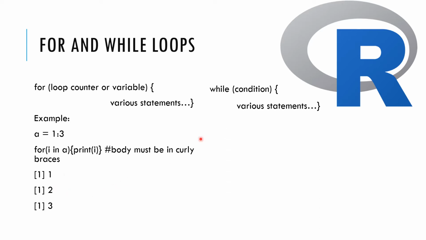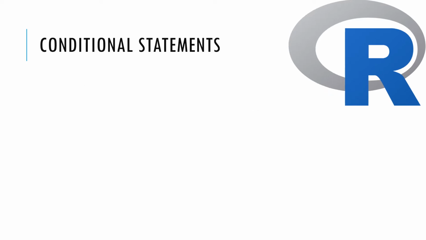Similarly for while loop we have the same code: in the bracket we put the condition, and in curly braces we put the various statements. So let's look at an example here. We have defined B, initiated B as 0. We initialize the variable here, then the condition: while B is less than 3, we keep incrementing the value of B by 1, and then keep printing B.